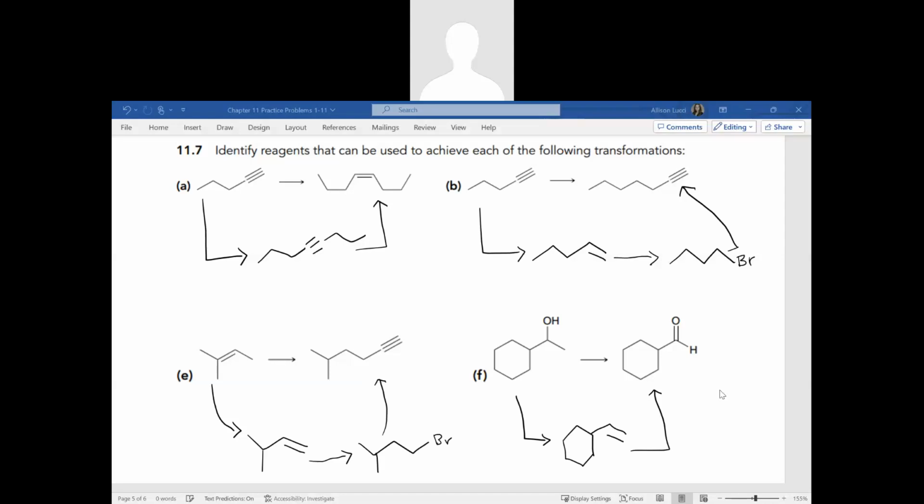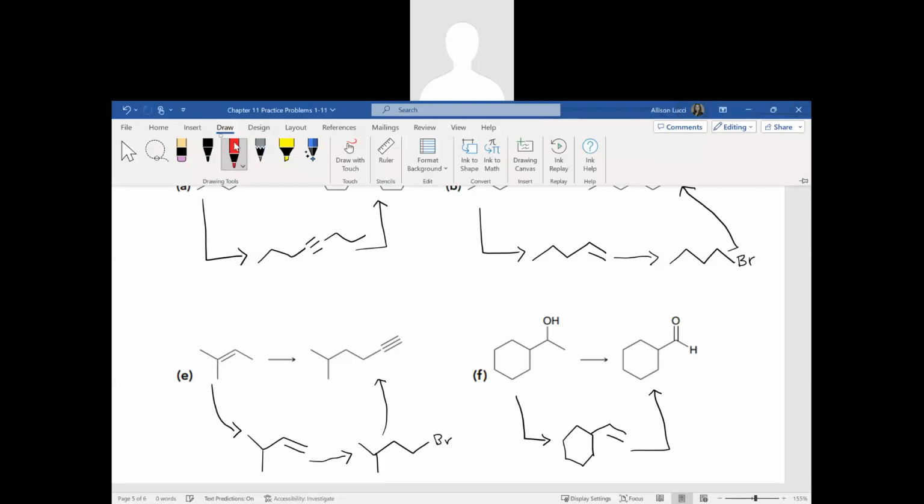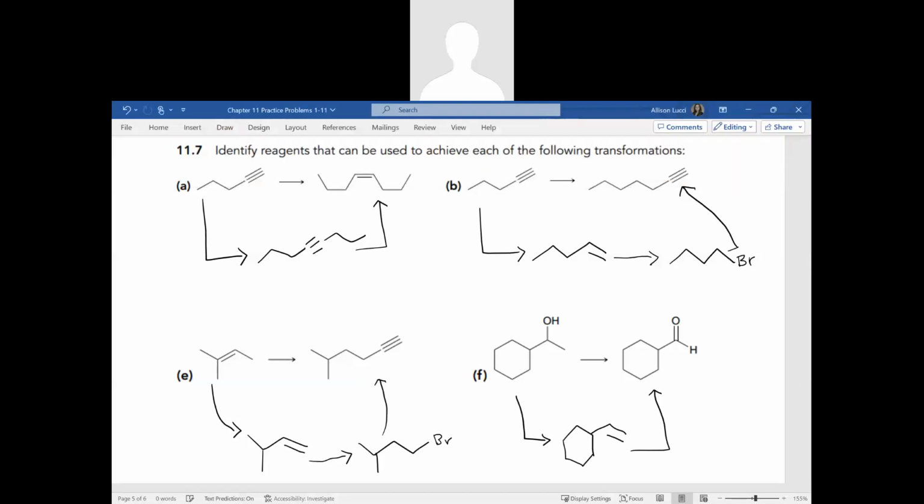For problem 7 in chapter 11, we are asked once again to identify reagents that could be used to accomplish a transformation. So we'll take a look at 4 out of the 6 parts that are mentioned in question 11. So let's take a look at part A here, and we can determine that our starting material has 5 carbons, and then our product has 8 carbons. So our synthesis must involve installation of 3 more carbon atoms.